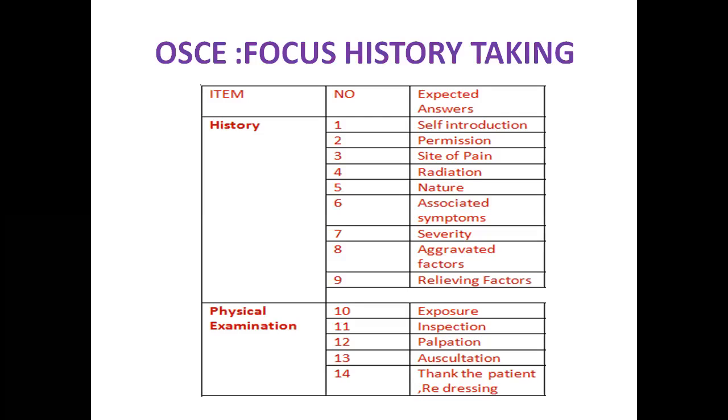How do we take a focused history? Usually we concentrate on some important things: self-introduction and permission. We should ask about the duration of pain, site of the pain, gradation of the pain, nature of the pain, associated symptoms like fever and GIT symptoms, and severity of the pain. We can detect the severity of the pain by interference with daily activity and by applying the visual analog score of pain. We should also ask about the aggravating and relieving factors of this pain.